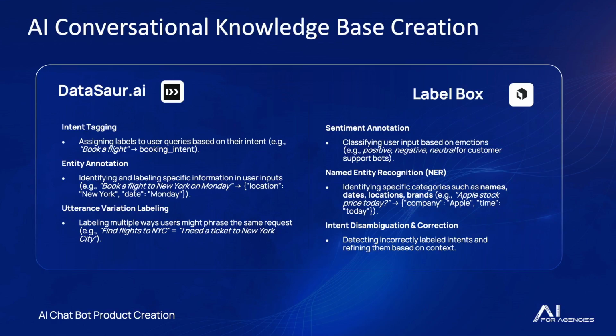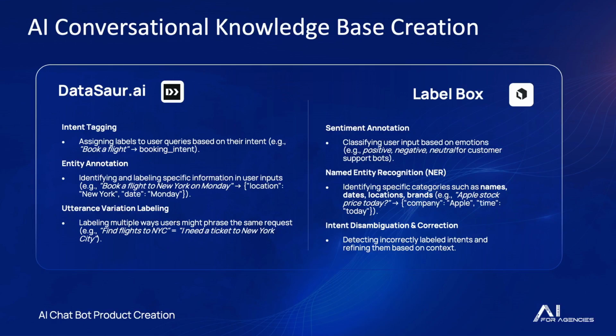You have entity and annotation, right? This is identifying and labeling specific information in user inputs. Book a flight to New York on Monday, right? So you've got the location, New York, date, Monday, okay? And remember, an entity is a variable that you can lock into a persona, right? The intent is what they're intending on doing. And you basically go through the text documents and you label this.